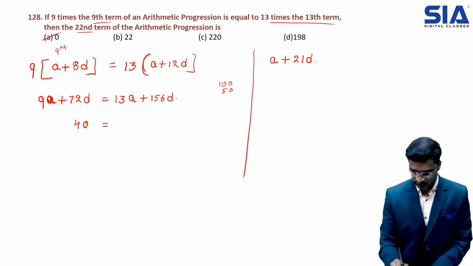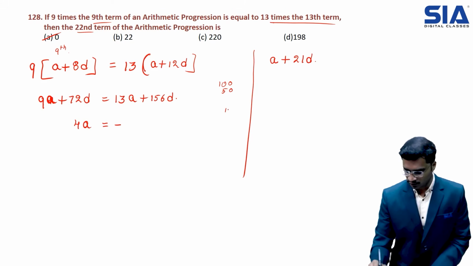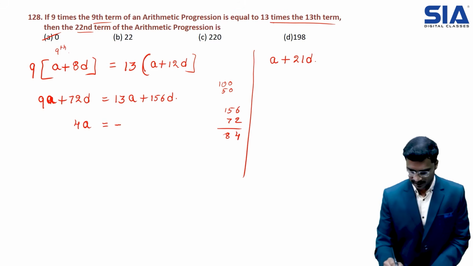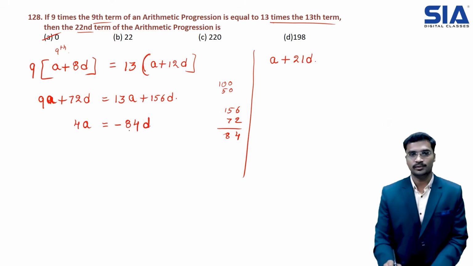4a. So 4a is equal to minus 156 minus 72. 156 minus 72 is 84. Right, 84. So a is equal to 84d. So 4a is equal to minus 84d.